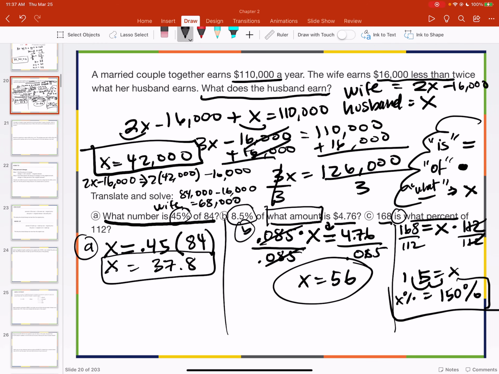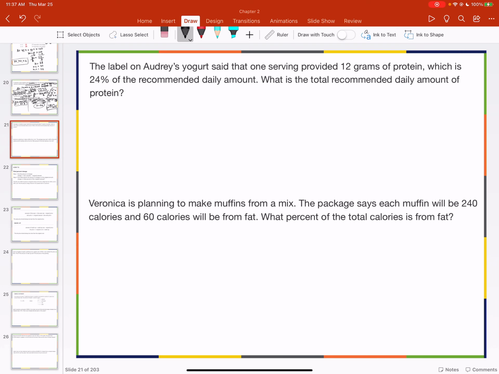All right, let's do a few more examples. We have here the label on Audrey's yogurt says that one serving provided 12 grams of protein, which is 24% of the recommended daily amount. What is the total recommended daily amount of protein? So 12 grams is 24% of something. We don't know. That's actually what they're asking us, right? So X is the total recommended daily amount of protein.